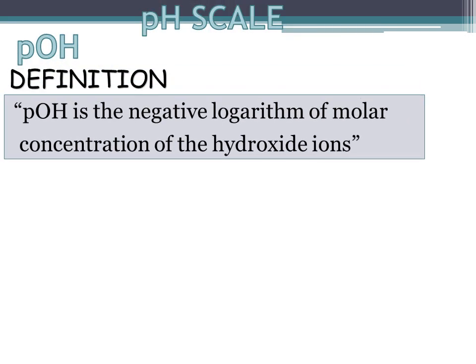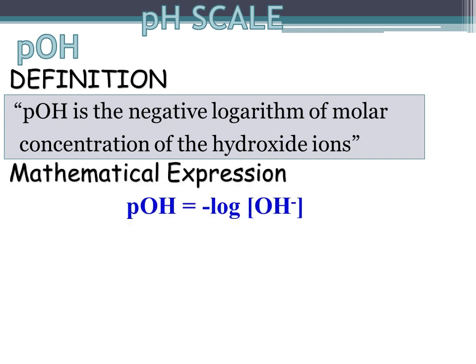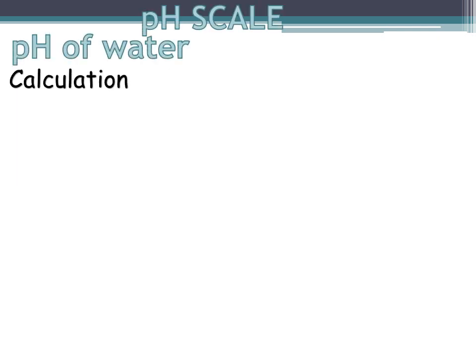Now pOH: similarly, p stands for negative log, and when you go for OH ions, it is the negative log of the molar concentration of hydroxide ions, and the way of representation is small p with capital OH, equal to minus log of hydroxide ion concentration.